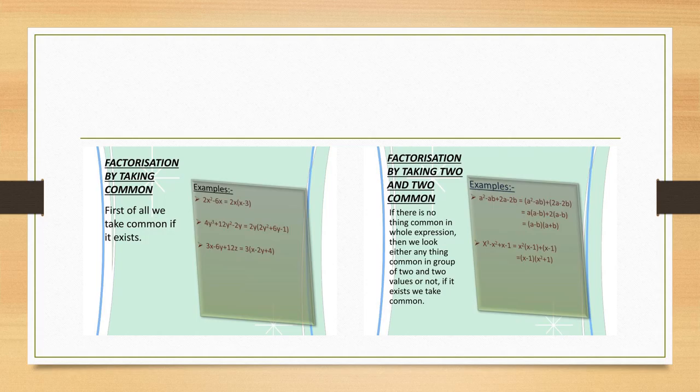So factorization can be done by taking the common factor if it exists. For example, 2x square minus 6x, 2x is common in both, so we take 2x, and inside the bracket we get x minus 3. Similarly, 4y cubed plus 12y square minus 2y, 2y is common in all, we take it out, and 2y square plus 6y minus 1 is left in the bracket.